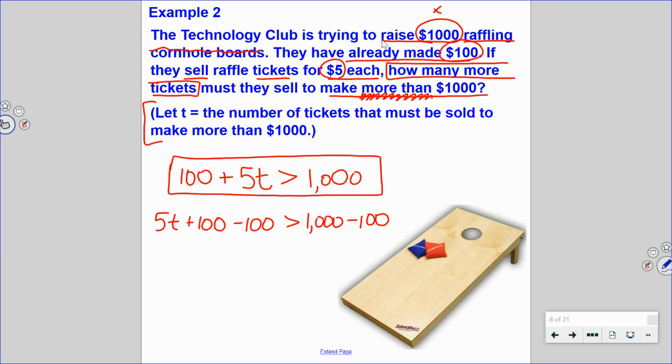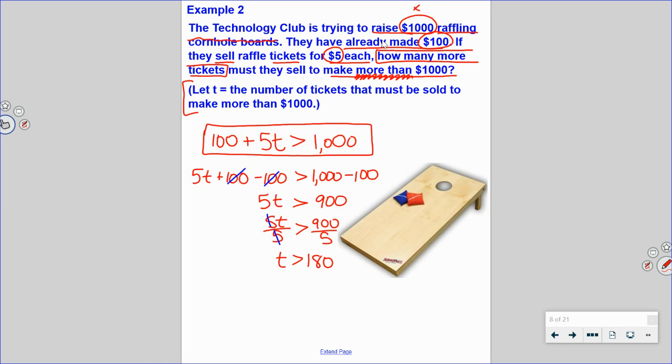In this case, positive 100 and negative 100 cancel out, which is lovely because that leaves us with 5t greater than 900. Of course, we want to solve, get rid of the 5, so let's divide by 5 on both sides. And because it's a positive 5, the inequality sign does not flip around, which leaves us with t is greater than 180. Let's go ahead and write a sentence.